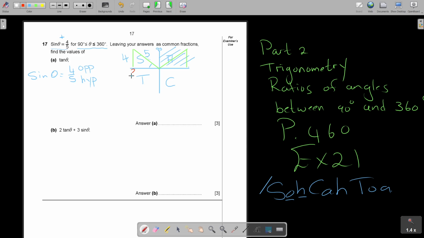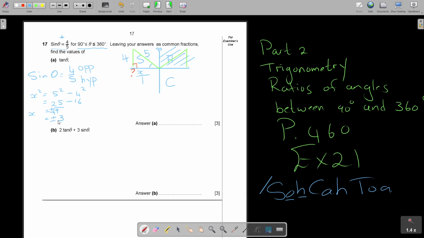And how do I work it out? I have a 90-degree angle there, so I do it with Pythagoras' theorem. I'm just going to say, okay, we can call it x, doesn't matter. So x squared is equal to 5 squared minus 4 squared, which is 25 minus 16, which is 9. And if I take the square root, don't forget plus minus, I get plus minus 3.